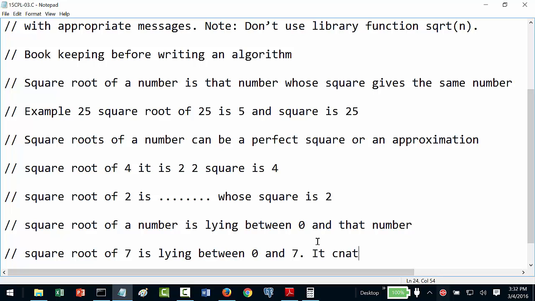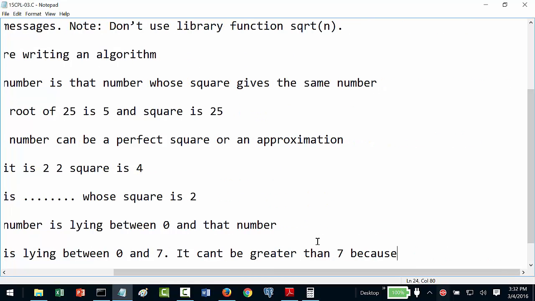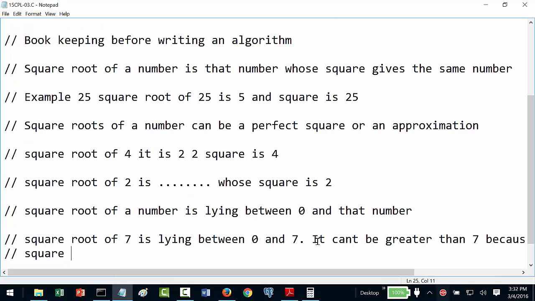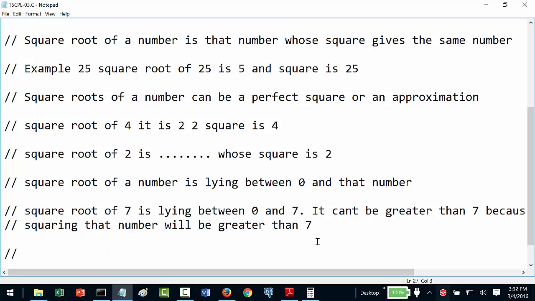It can't be greater than 7, because squaring that number will be greater than 7. You may ask why the number lies between 0 and 7: because the square root can only be found for a non-negative number. You can't find the square root of a negative number, so it is always from 0 and above.